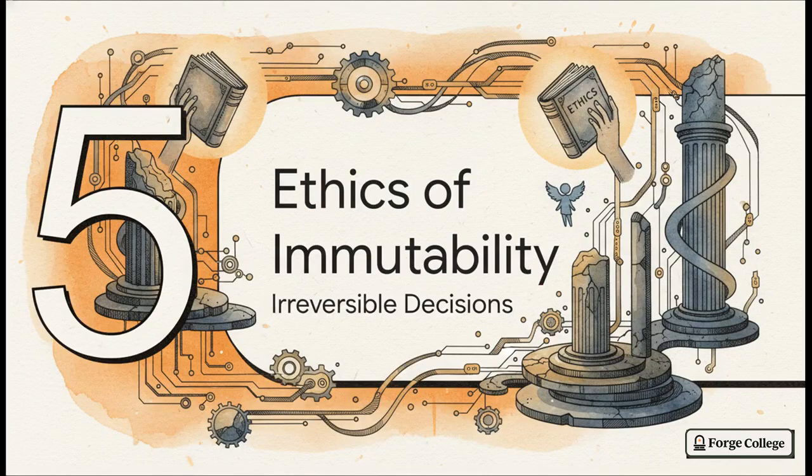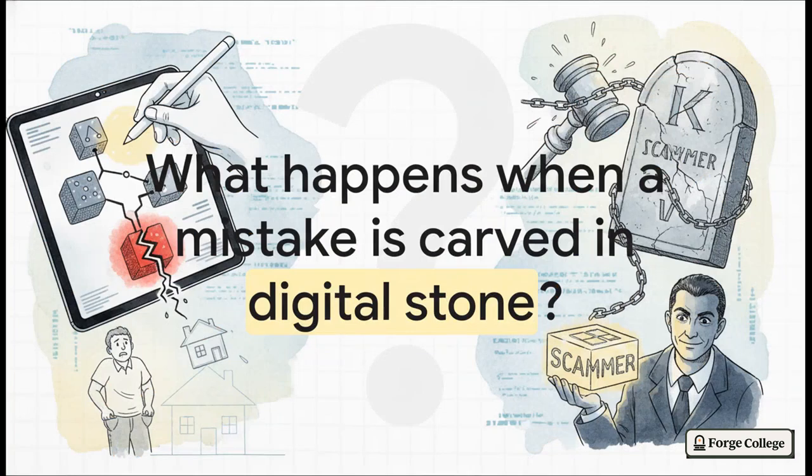Section 5. The ethics of immutability. Handling irreversible decisions. This brings us to a really sobering reality check. Ethical responsibility is not some optional bolt-on feature you just think about at the very end. It has to be baked right into the infrastructure. Seriously, what actually happens when a mistake is permanently carved into digital stone?